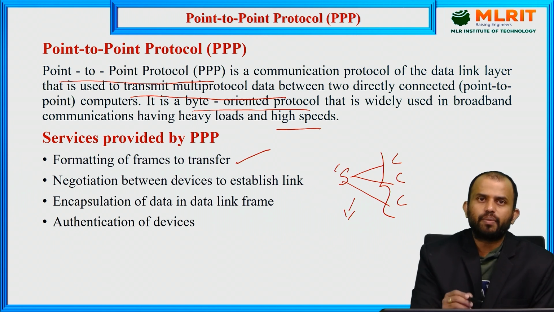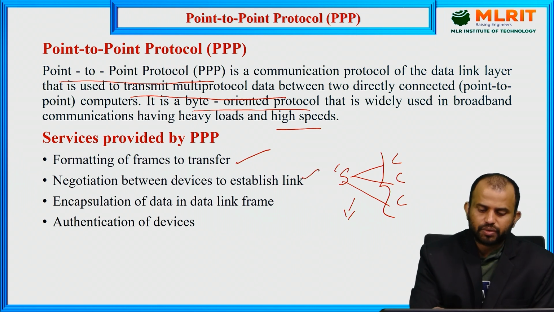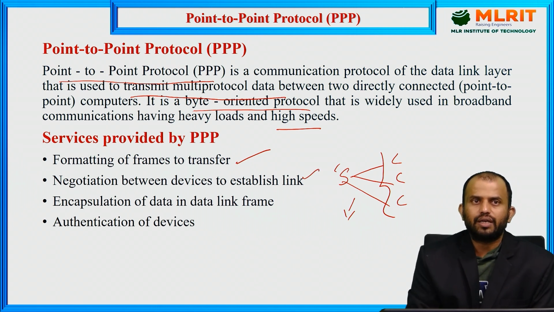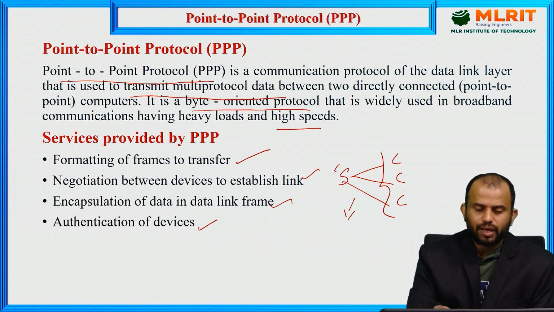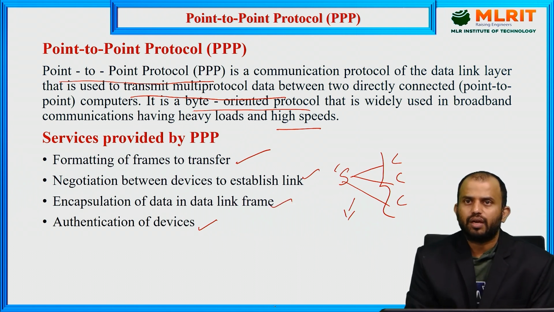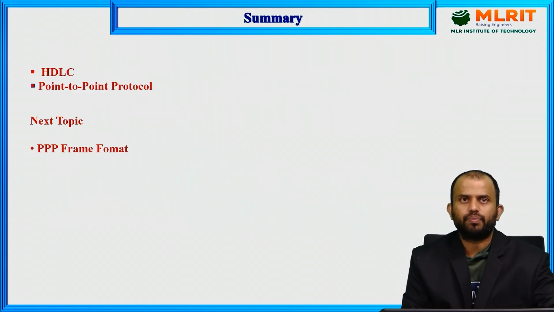So the formatting of frames and the data transfer rate are very high, and negotiation between devices should be established over these links. There is encapsulation of data from one data link frame structure into another, and authentication of devices, so that authorized persons can authenticate the devices, along with encapsulation of data between the link frames. That is a major advantage of the services provided by point-to-point protocol.